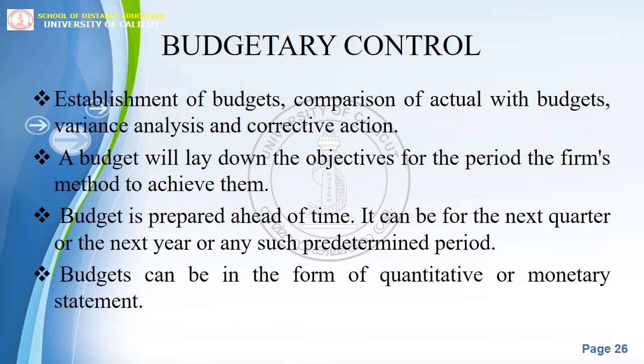Budgetary control. A budget is used for controlling and coordination of business operations. A budget is a quantitative or financial statement prepared prior to a definite period in order to help achieve certain objectives of the firm. The budget can be in the form of quantitative and monetary statement. Budgetary control is the preparation of the budgets and analysis of the actual performance of the firm in comparison to the budgeted numbers.